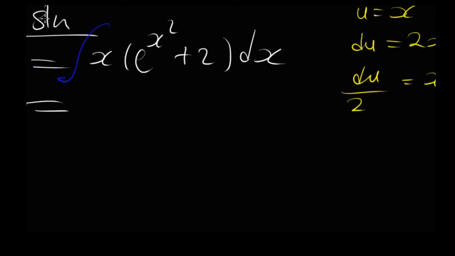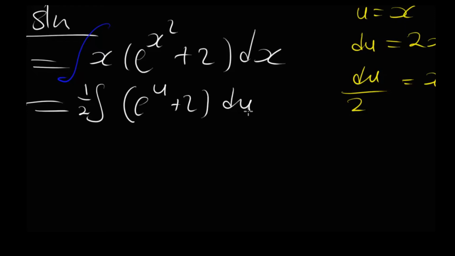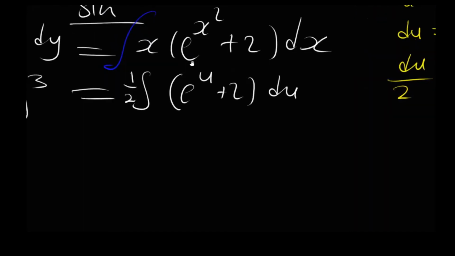So let's proceed. It will be e to the u, and then if that one is a constant, it will be 2 outside. Let's not put du first. Let's put e to the u plus 2 du, right? I think we are together, right? I'm not making any mistake.